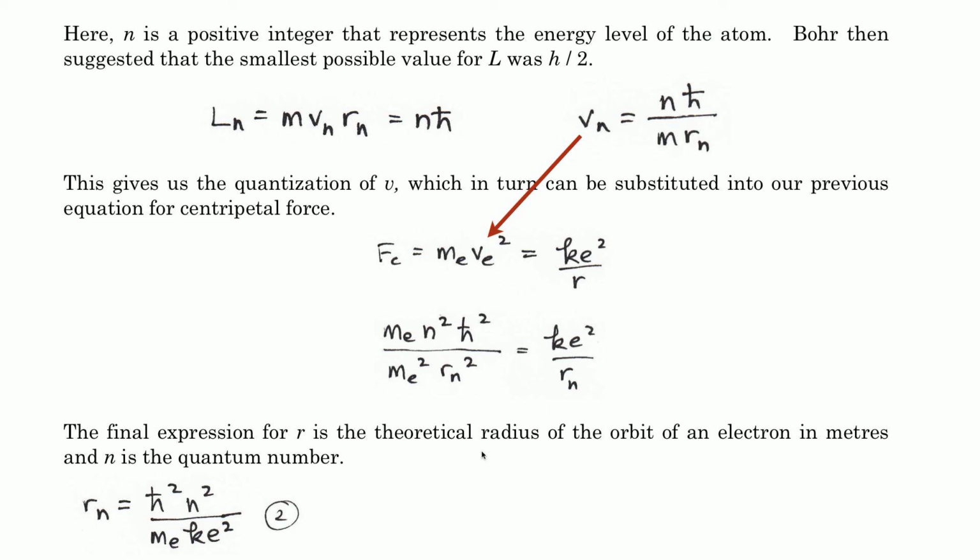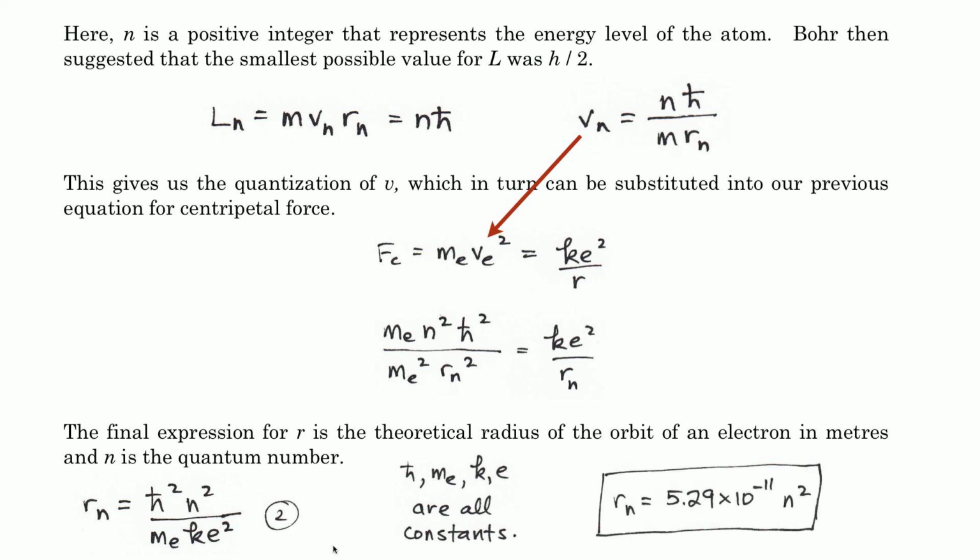So this final expression for r is the theoretical radius of the orbit of an electron in meters, where n is some quantum number. Okay? So the one thing you have to understand about this is that all of these things, the mass of the electron, k, e, h bar, all of these things are constants. And so really, if we multiply all those constants together, this is what we get. The radius at a certain energy level n is equal to 5.29 times 10 to the minus 11 times n squared.